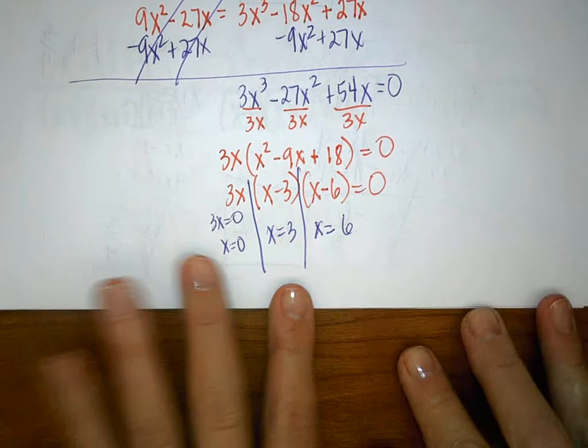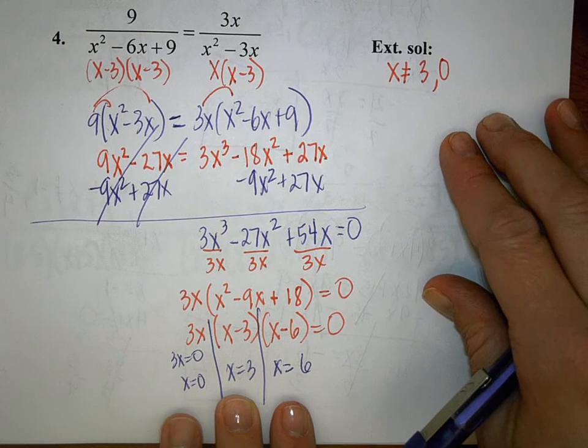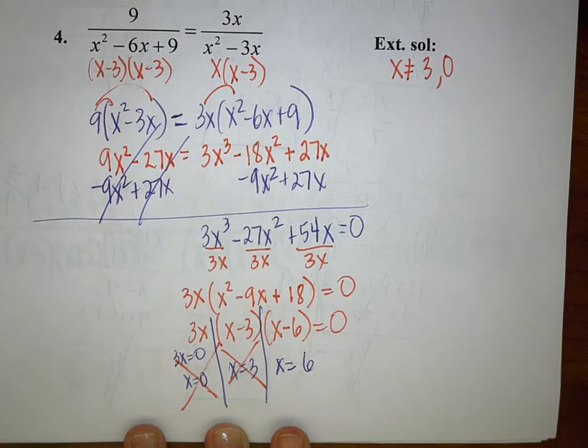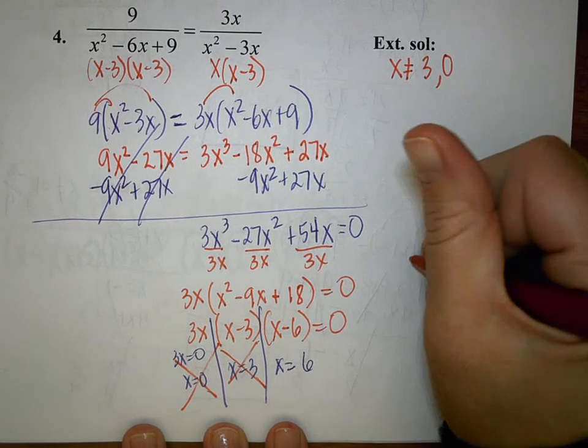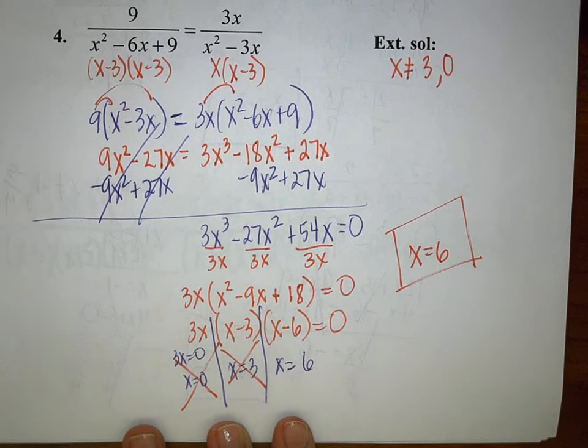Do any of these match my extraneous solutions? Yeah. 3 matches and 0 matches. Those cannot be answers. So what is my only answer here? X equals 6 is correct. Questions?